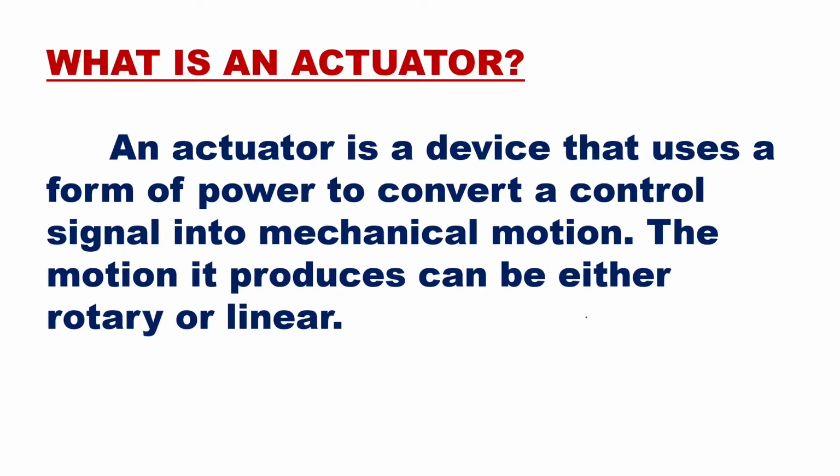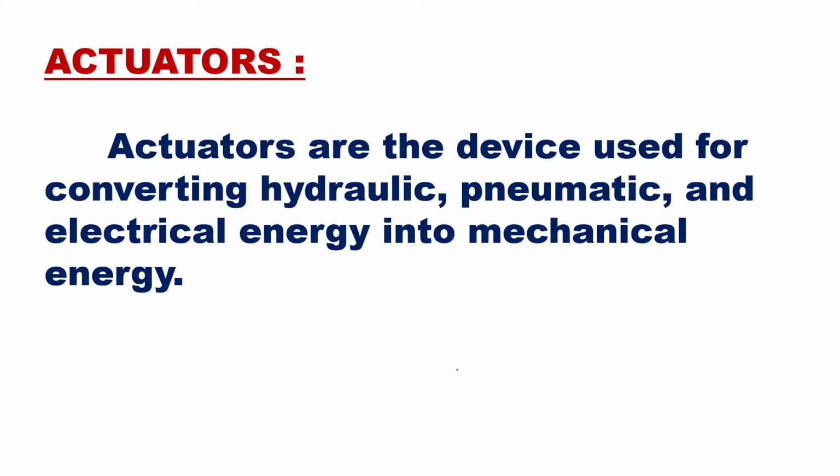Then the definition of an actuator is a device that uses a form of power to convert a control signal into mechanical motion. This mechanical motion or movement, anything you can call it. The motion it produces can be either rotary, which means the motion can be rotating like this, or it can be linear, which can go front and back, linear motion.